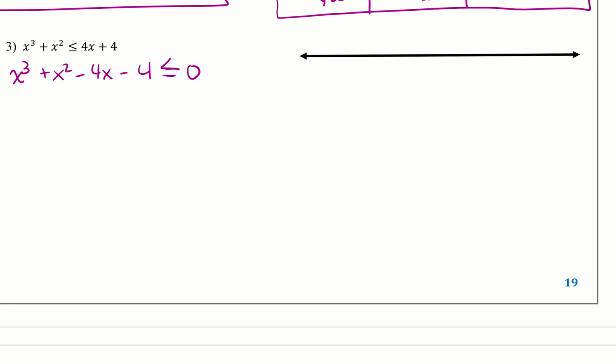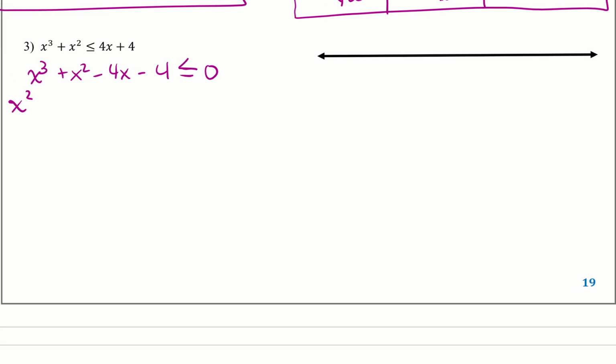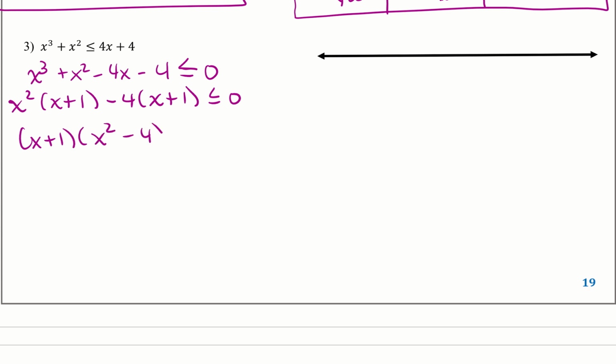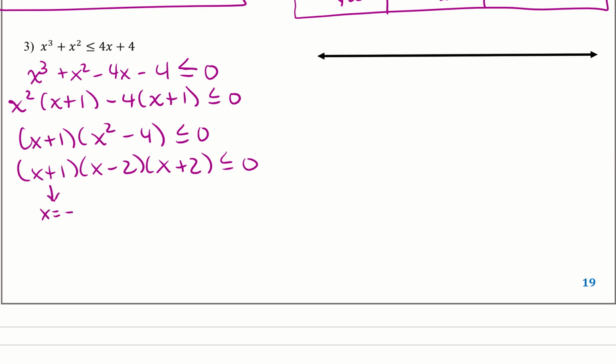This one I will use factoring by grouping, so I'll take out an x squared from the first terms and a -4 from the next terms. And I'll take out the GCF of x plus 1, leaving me with x squared minus 4, which can be factored as x plus 2 and x minus 2. So my zeros are at -1, +2, and -2. Those are where my zeros are at.